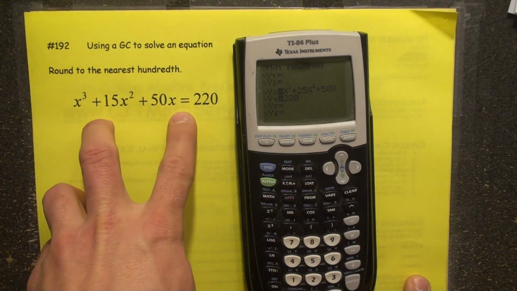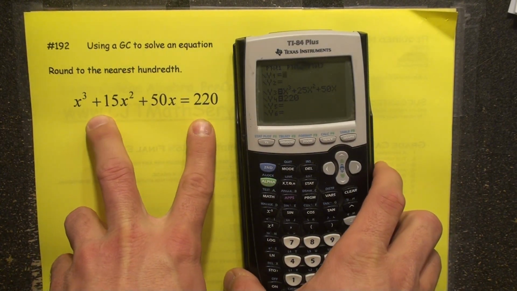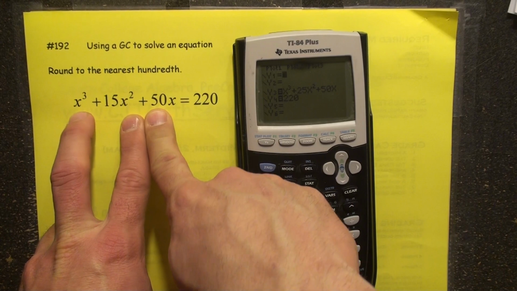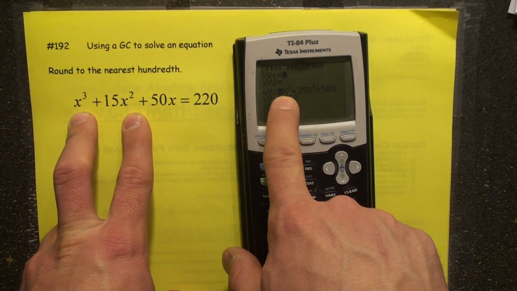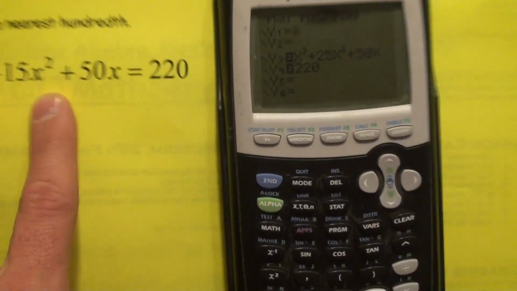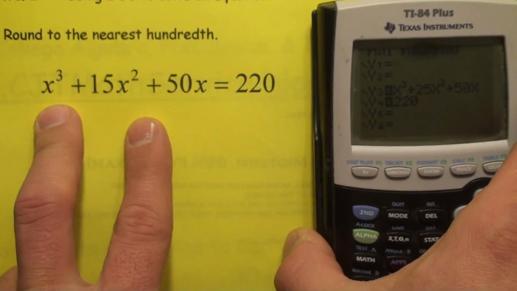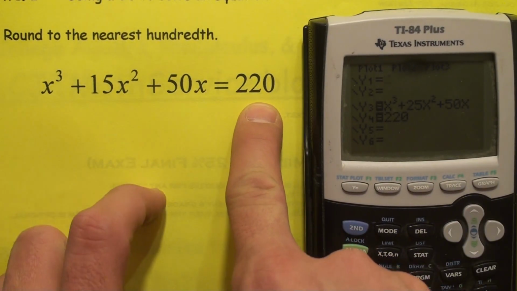Now first of all, we're going to throw this into our graphing calculator. Here's how we're going to do this. We're going to put the left side in for one of the y equals equations, maybe y1. And then we're going to put the 220 in for maybe y2.